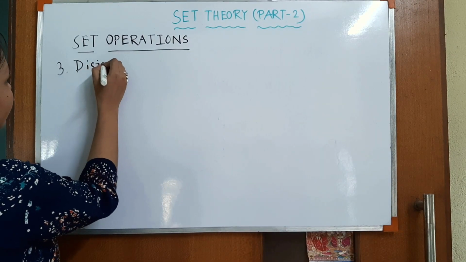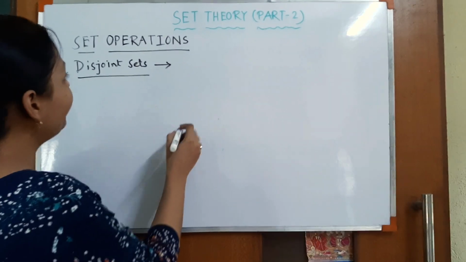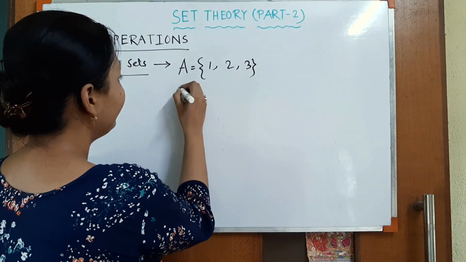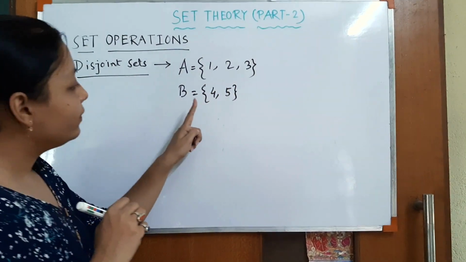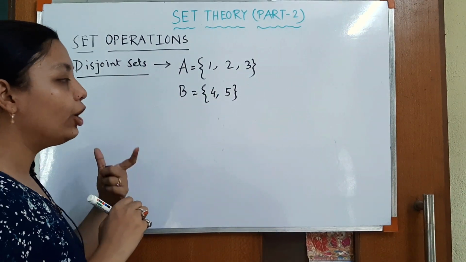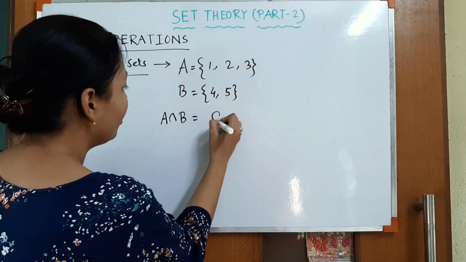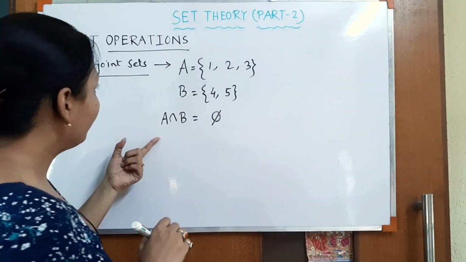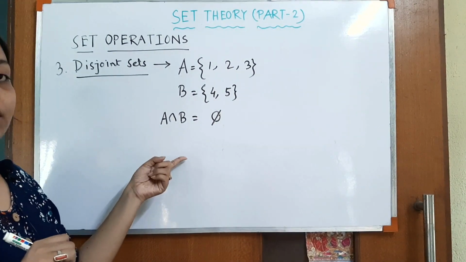Next, disjoint sets. If we take a set A equal to {1, 2, 3}, B equal to {4, 5}, then we cannot find any common element, so we can write A intersection B equal to the null set. That is, A intersection B is a null set or void set. So then A and B are called disjoint sets. Okay, please note it down.